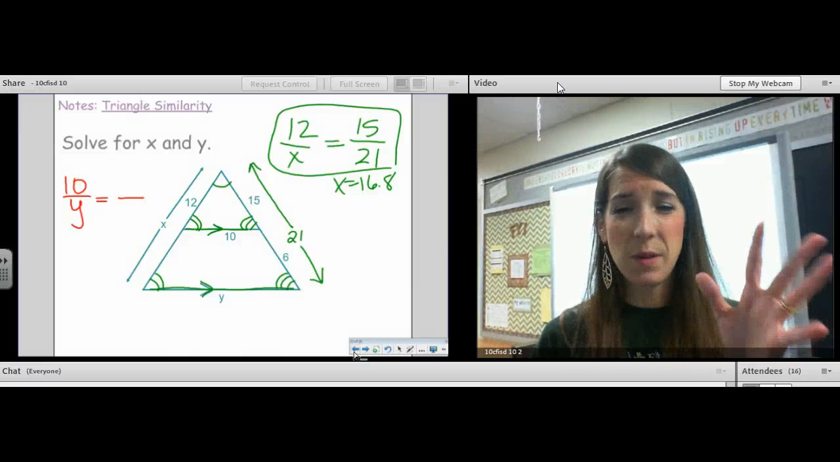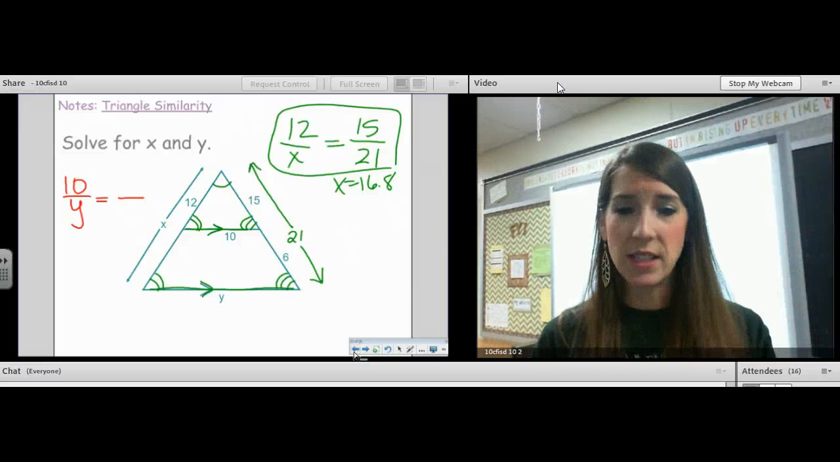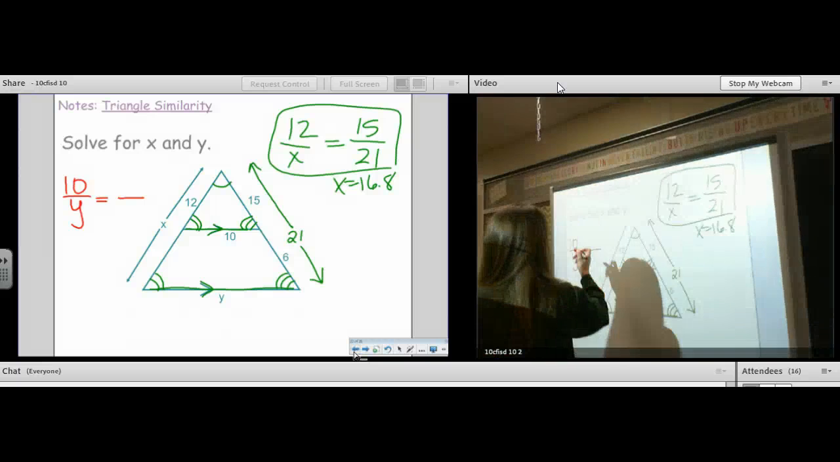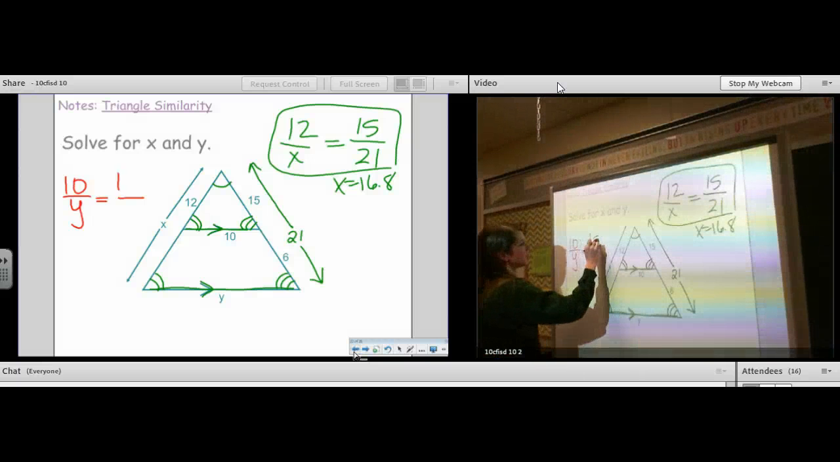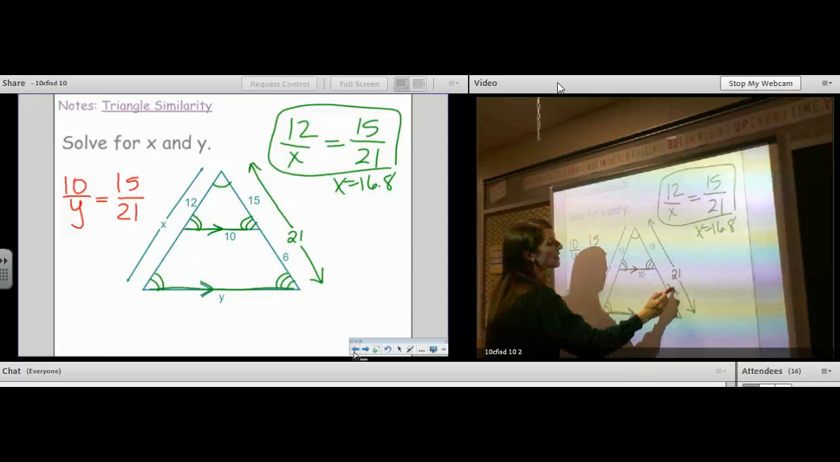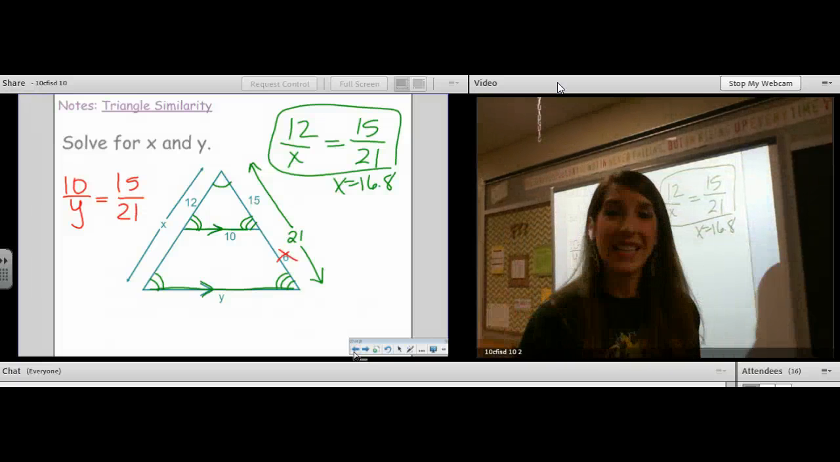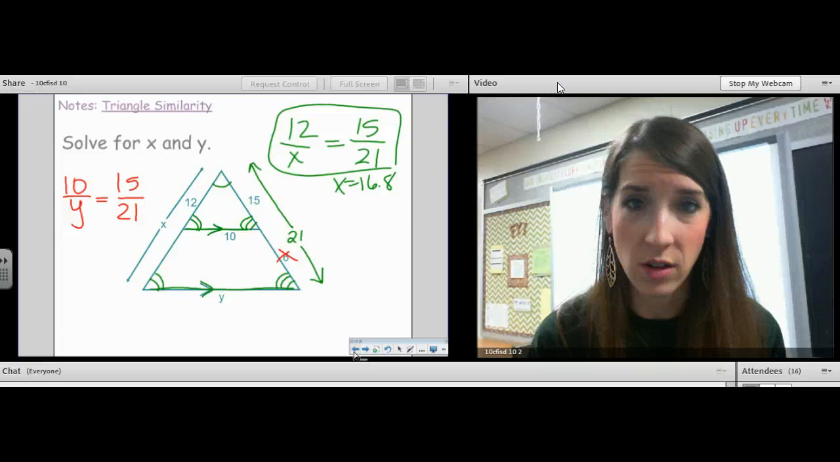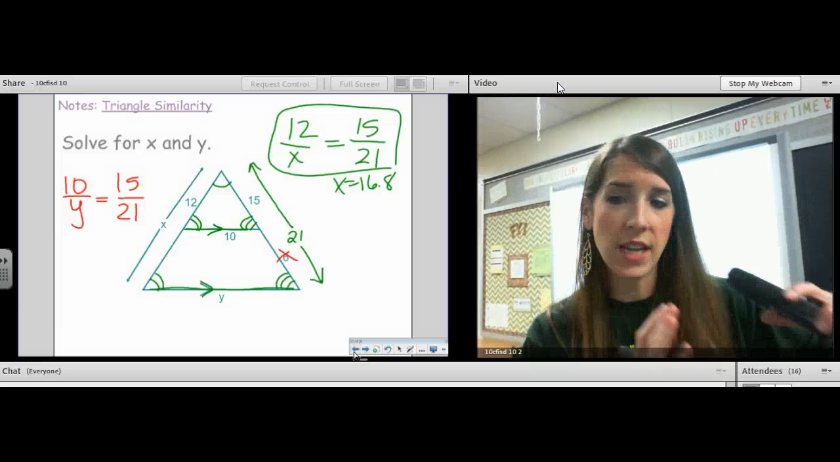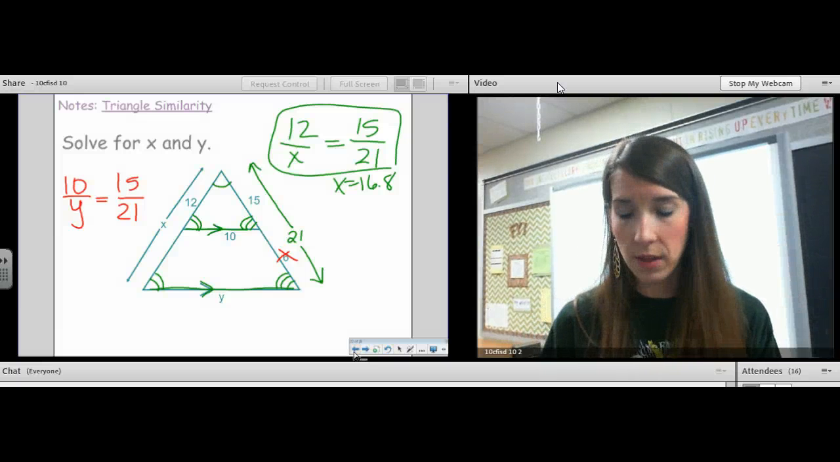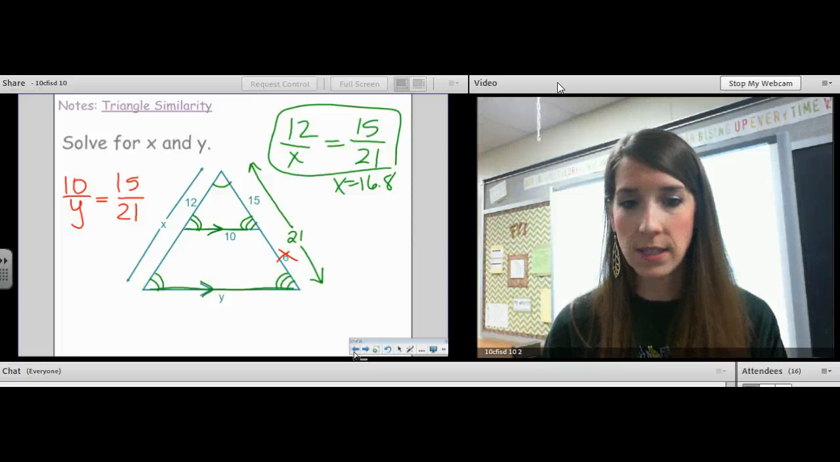No, Yeji, that's the problem. It's not 15 is to 6. There you go, Taha. 10 is to y as 15 is to 21. We can't use the 6. The 6 is not a side of a triangle. The 6 is a portion of a side of a triangle. So that's what I really need you to be careful about, not using the 6.